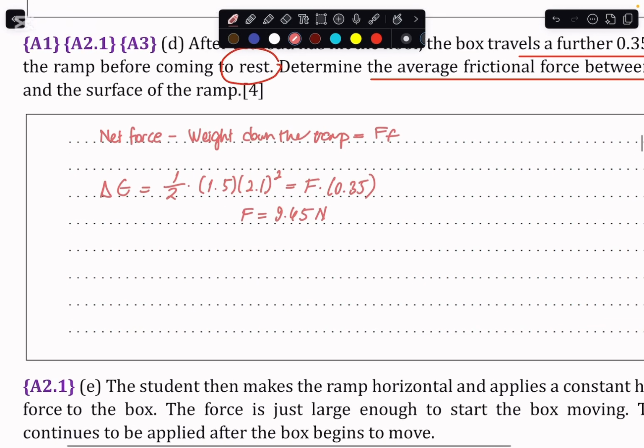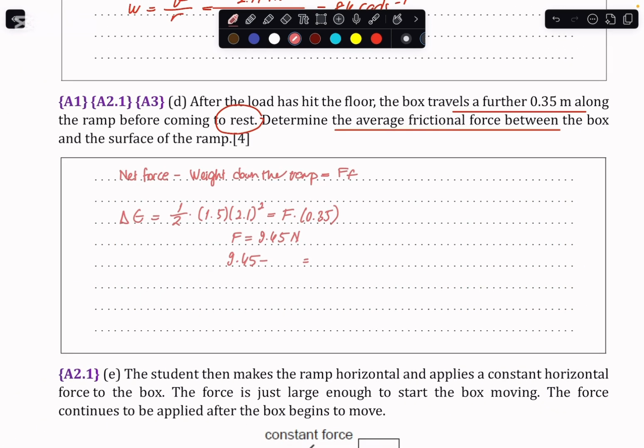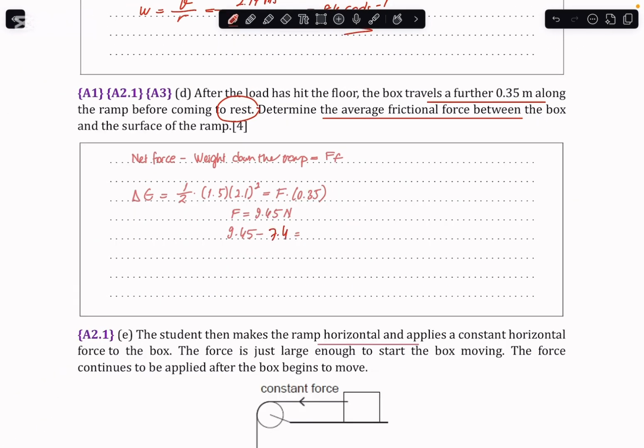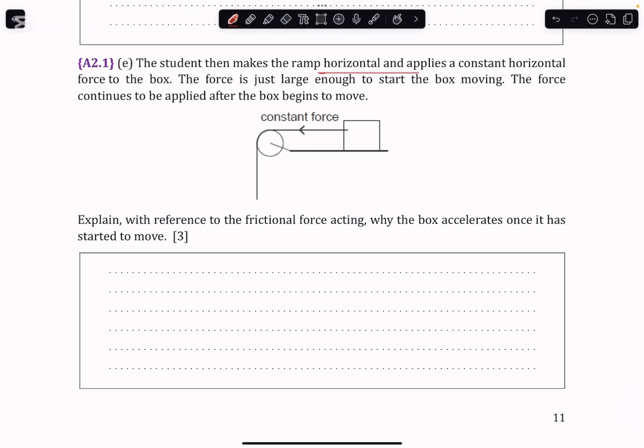And then when we subtract the weight down the ramp from the 9.45 newtons that we have here, the answer that we get is going to be 7.4, and this is going to equal 2.1 newtons, which is the frictional force between the box and the surface of the ramp. The student then makes the ramp horizontal and applies a constant horizontal force to the box.